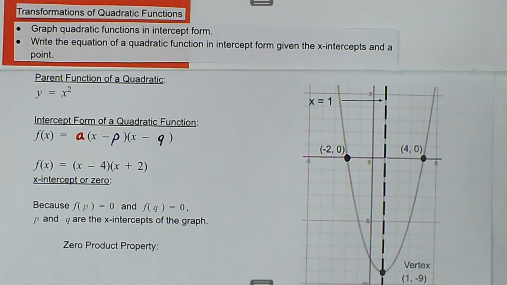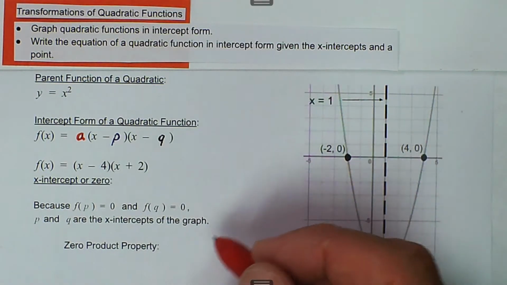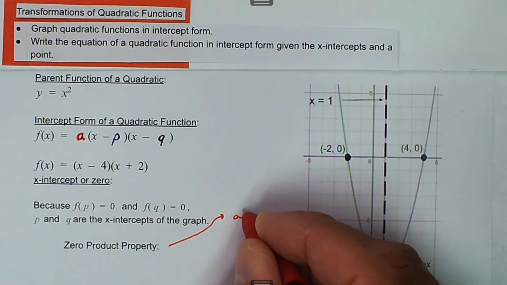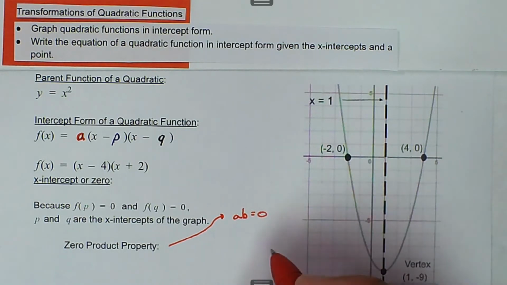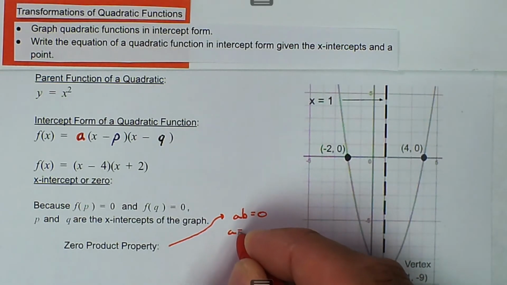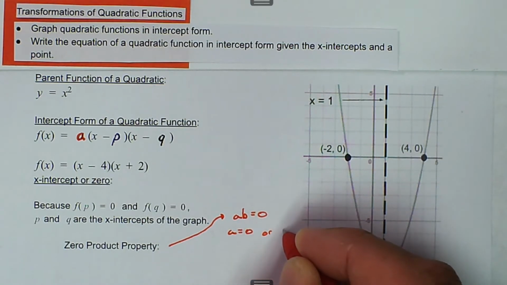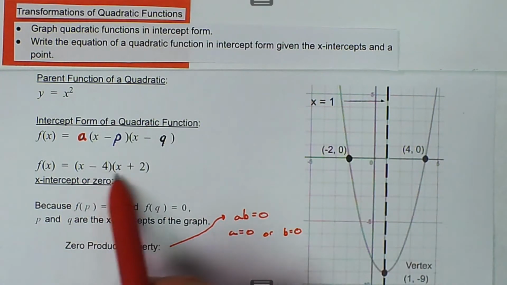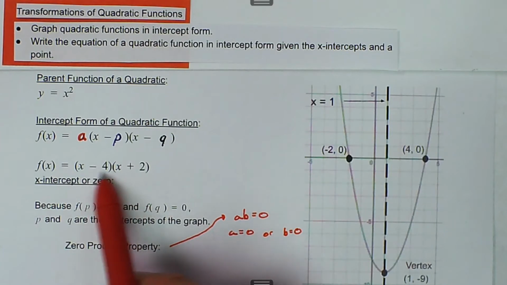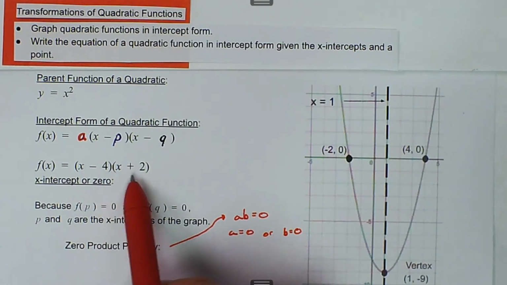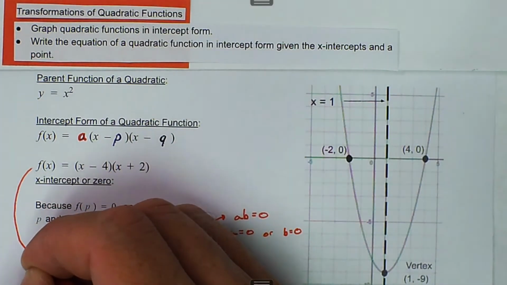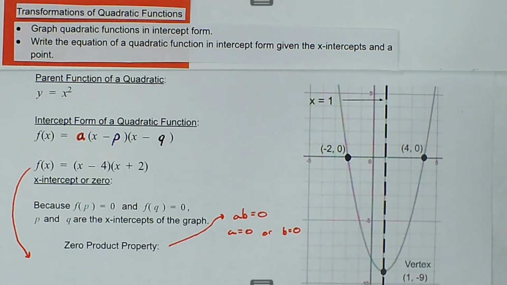The zero product property says if a times b is equal to 0, then a is equal to 0 or b is equal to 0. And so if we have two things multiplied together, if this one is equal to 0, the whole thing is 0. Or if this one is 0, the whole thing is 0. So what you can do is use the zero product property to find where the parabola crosses the x-axis.